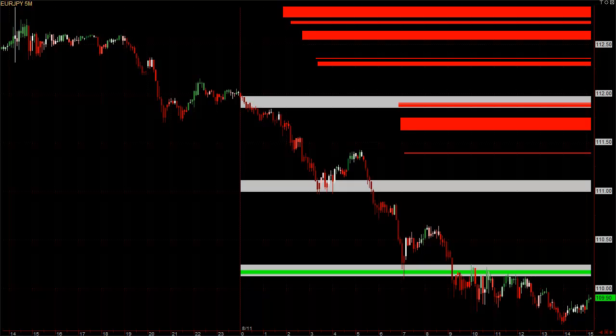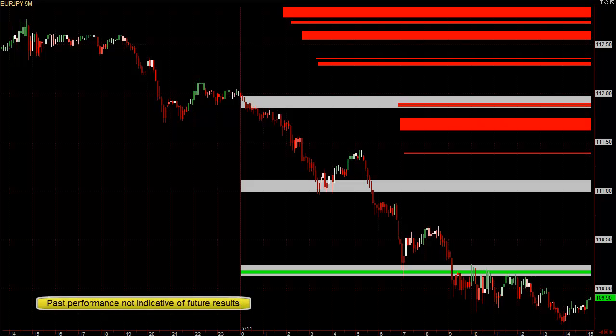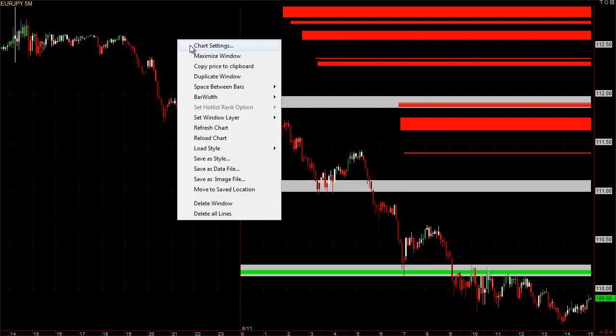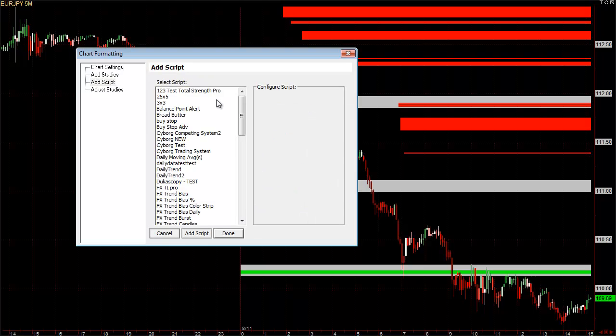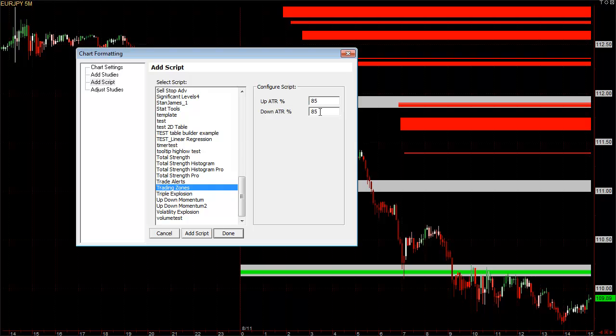This video will describe our trading zones, which is one of our new scripts and one of the most powerful tools in our software for multiple reasons. To add this script and tool to your chart, right click on the chart, chart settings, go to add script, scroll down to trading zones, and the default is 85%.